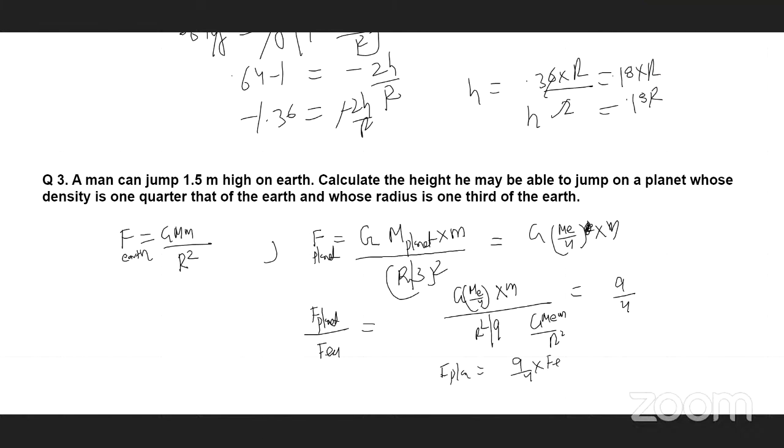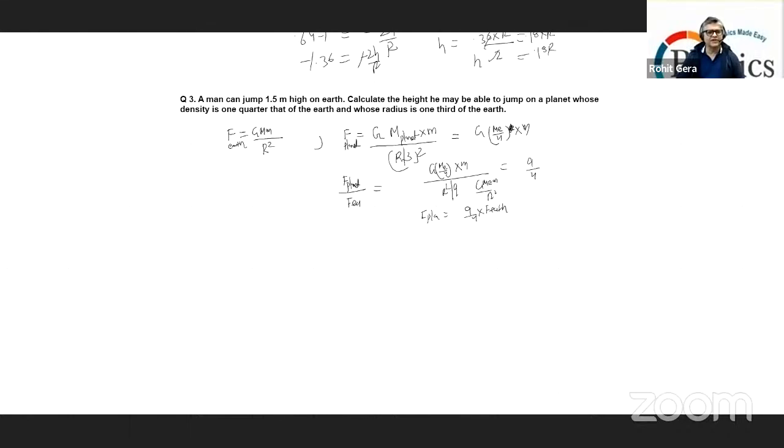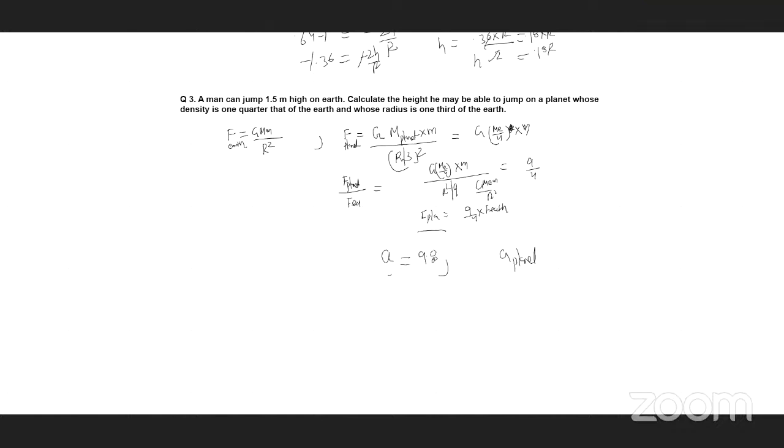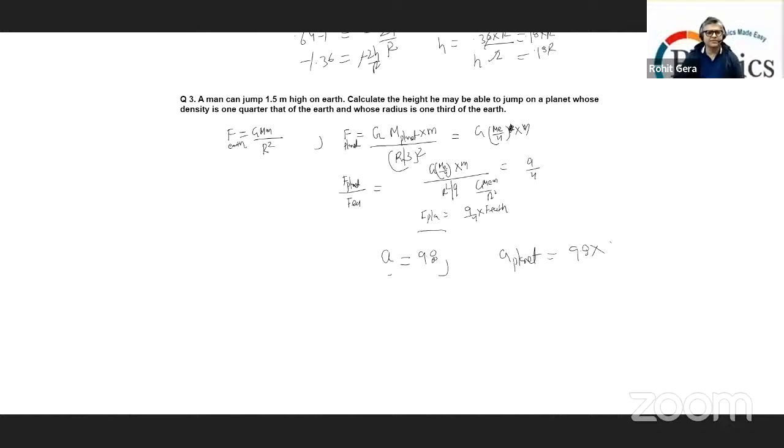बहुत ज्यादा है, काफी ज्यादा है. तो if the radius is less, gravity is ज्यादा. 9/4, अर्थ पे हो गई, A at Earth is 9.8, and A on the planet is 9.8 times 9/4 meter per second square.